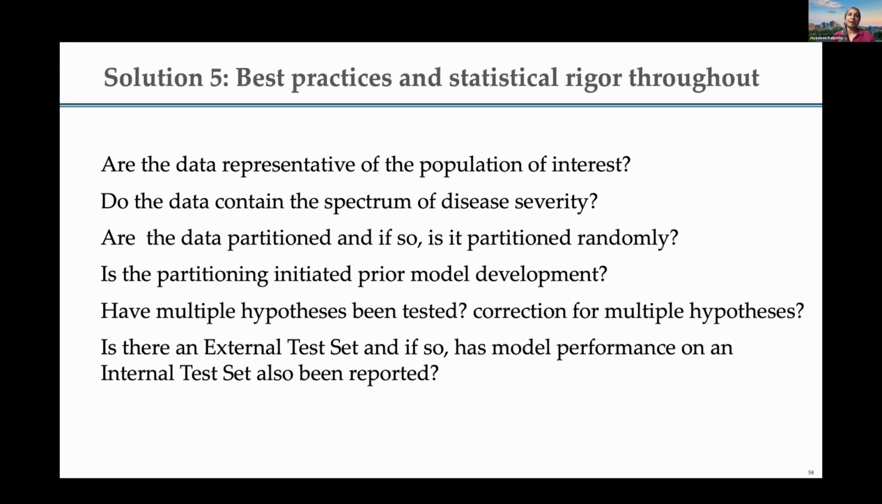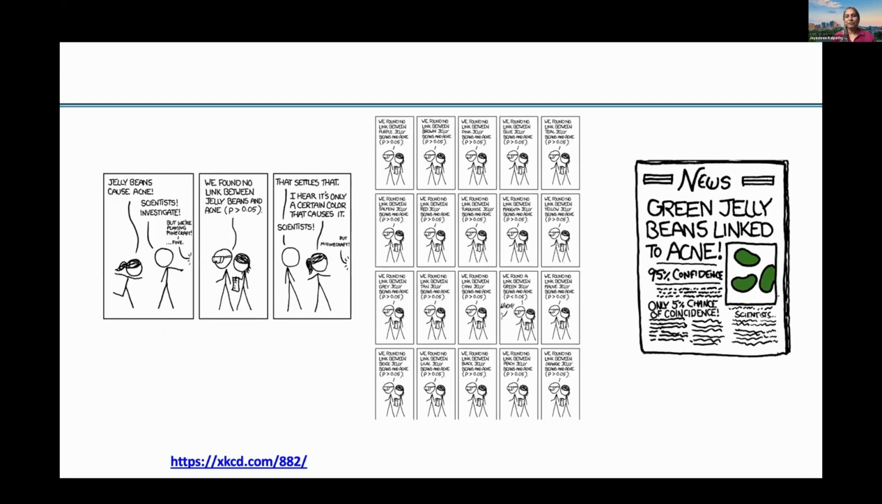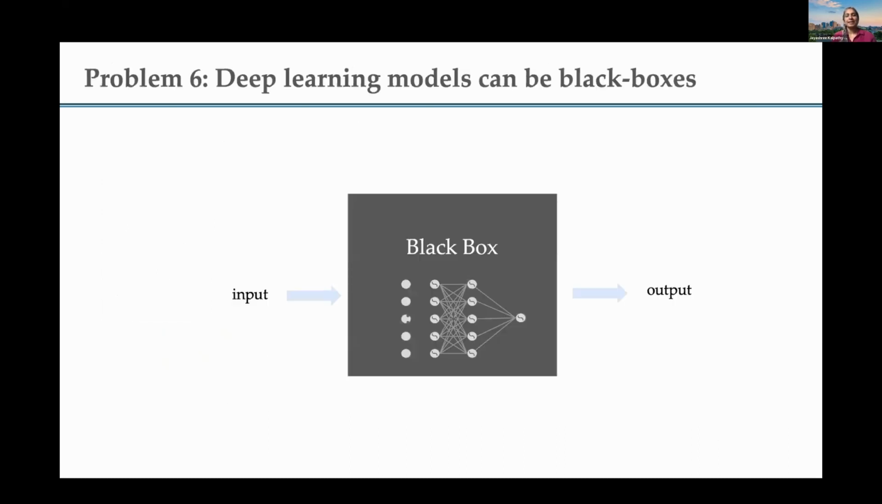So a lot of things to think about. Above all, have a statistician on your team who is really working with you and understanding ways in which data leakage and other things can happen. Are you doing multiple testing? Is there an external data set, and so on? And this is one of my favorite XKCD comics. We've seen this, I'm sure, but basically you can keep testing till you find an answer that you like. And that's what it often seems like happens in the literature, unfortunately.